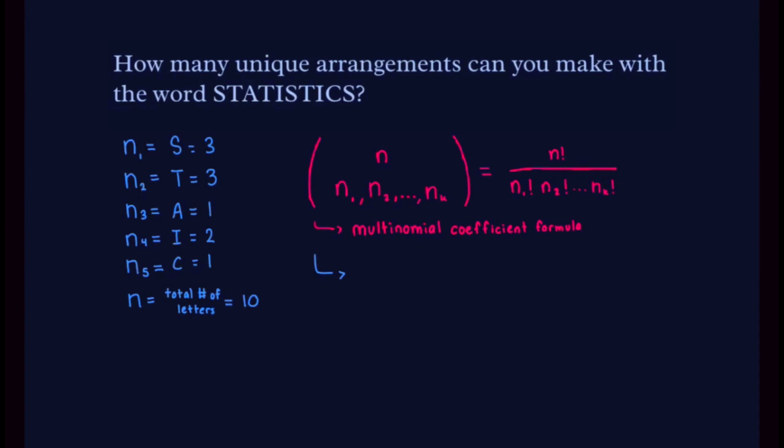So following the formula here, we're going to place 10 factorial in the numerator, and then our denominator will follow down the list. So we're going to have 3 factorial times 3 factorial times 1 factorial times 2 factorial times 1 factorial, and calculating that gives us 50,400 unique ways to arrange the word statistics.